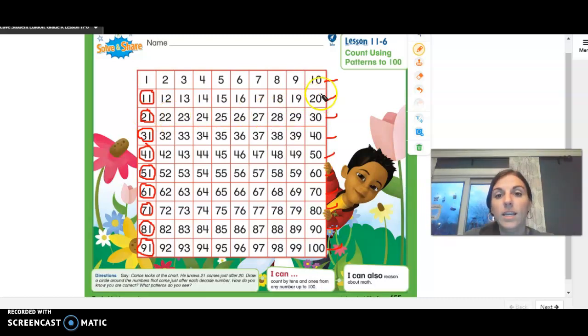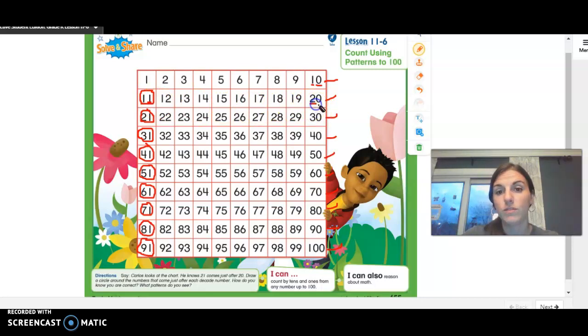Another way to look at it is you know that this is one group of 10 and 0 ones. So the number that comes right after it is going to be one group of 10 and 1 one. It has one more. The tens doesn't change at this point, right?